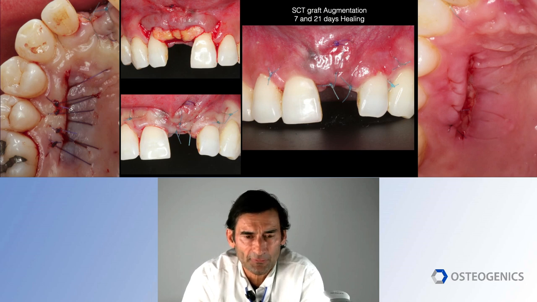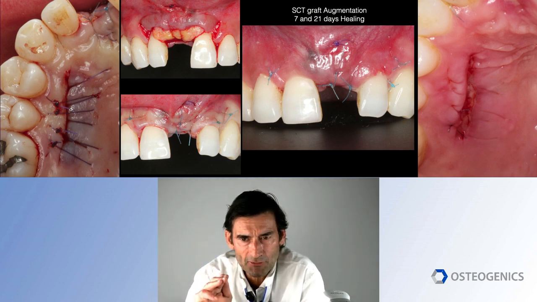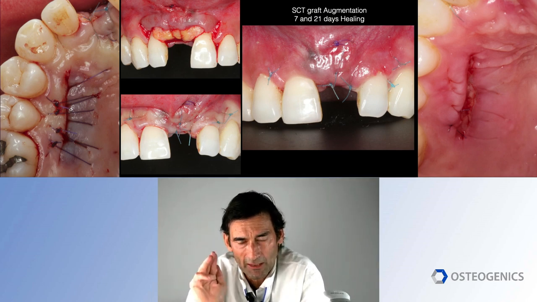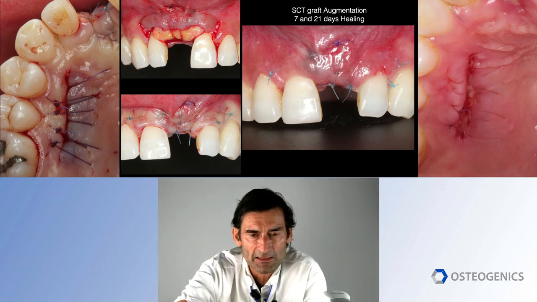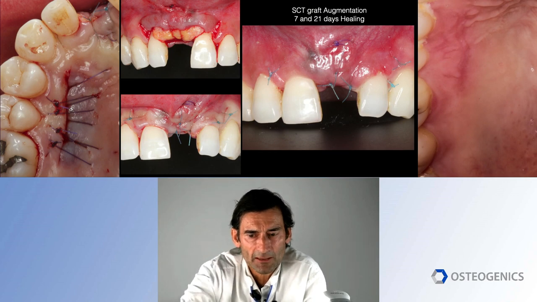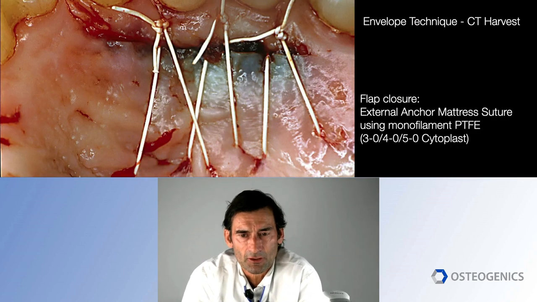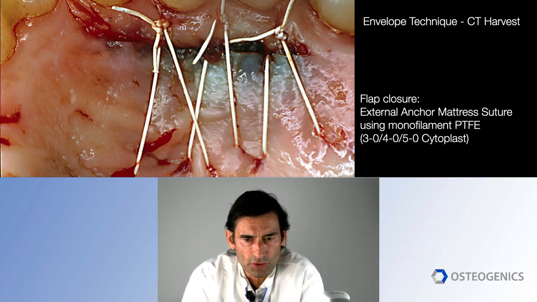But now look in the left photograph where you see how I closed with some compression sutures. These are, again, mattress sutures, which are external, and they're compressing the flap. And you can see that here, a better visual of this. And look at the healing. And here is the visual. So this is a very unique anchor suture.